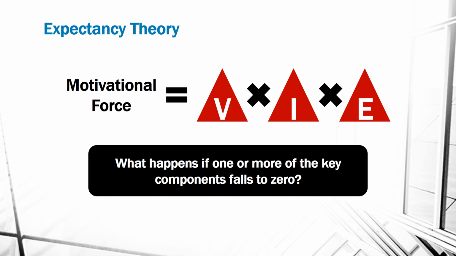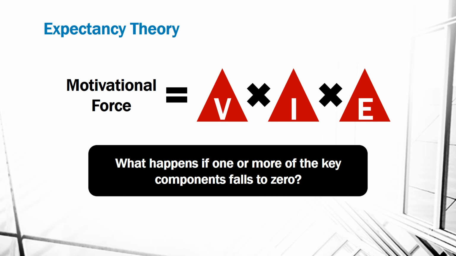Together, expectancy, instrumentality, and valence are used to calculate what we call motivational force, which in this particular case is V times I times E, hence VIE theory. Because this is a multiplicative formula, if any one of the components of V, I, or E goes to 0, there will be no motivation or motivation will fall.